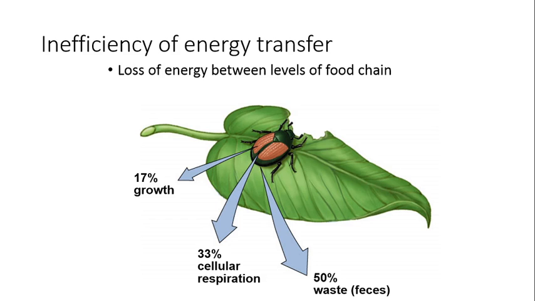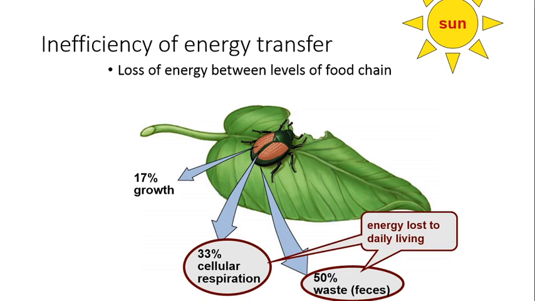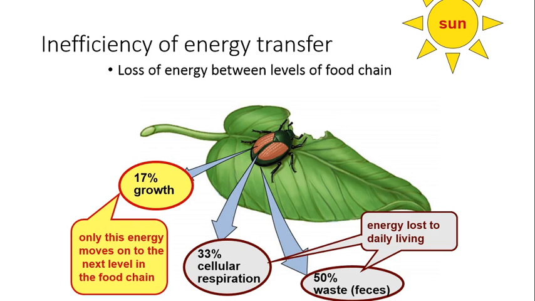So as you can see, how and where this loss of energy happens. Sun provides energy at the end. For example, in a bug eating a plant, 50% of its energy is wasted in the form of feces. Same for humans too, 33% energy goes to cellular respiration. This energy is lost in daily living every day. The 70% energy is considered for growth. Now only this energy moves on to the next level in the food chain. So you can understand how much energy we are using and where this energy is lost. Of course, the cost of living.